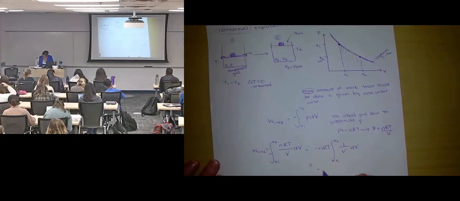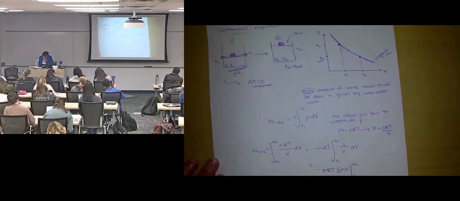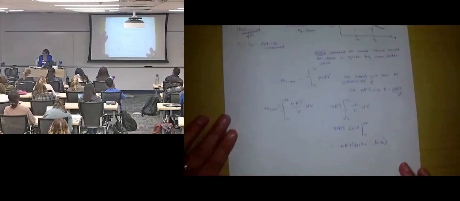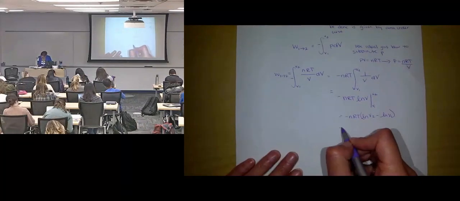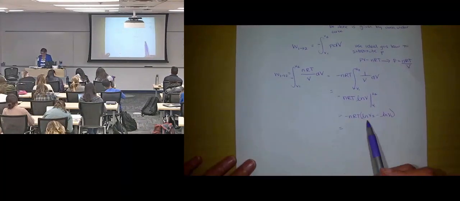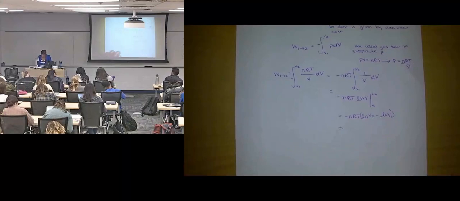Okay, so this is going to be equal to nRT, the natural log of V from V1 to V2, or negative nRT, natural log of V2 minus the natural log of V1. Yes, yay. And we can rearrange this, okay? The natural log of V2 minus the natural log of V1 is also equivalent.